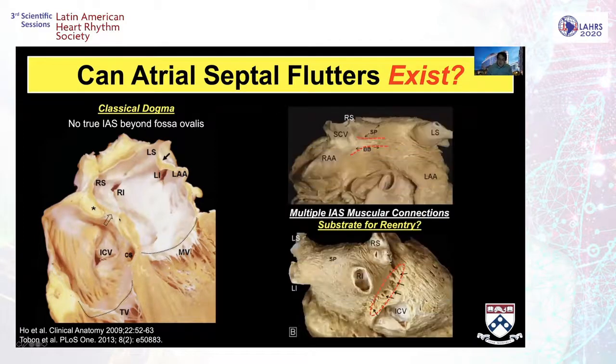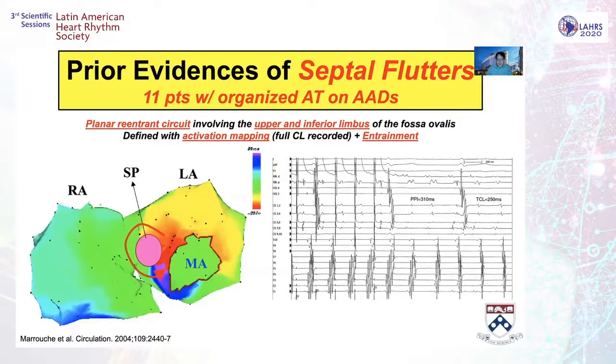However, anatomical studies have consistently shown multiple interatrial muscular connections on the level of the septum, both superior and inferior to the fossa ovalis region. These, of course, include the Bachmann bundle, but also multiple other myocardial bridges that may represent a substrate for both focal and reentrant arrhythmias. There is positive data regarding the prevalence and features of septal flutters.